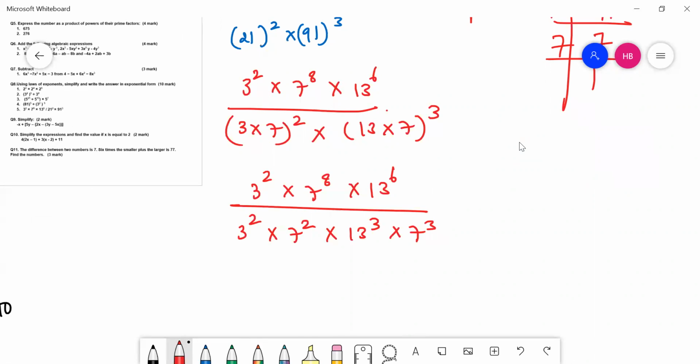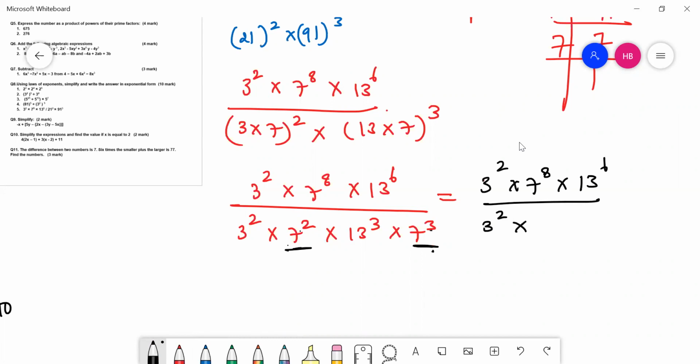So here I can see that, first of all, I will simplify the denominator. I can see that 7 squared into 7 raised to power 3 have the same base, so I can just add the powers. It will look like 7 raised to power 5. So the question will be 3 squared into 7 raised to power 8 into 13 raised to power 6, divided by 3 squared into 7 raised to power 5 into 13 raised to power 3.